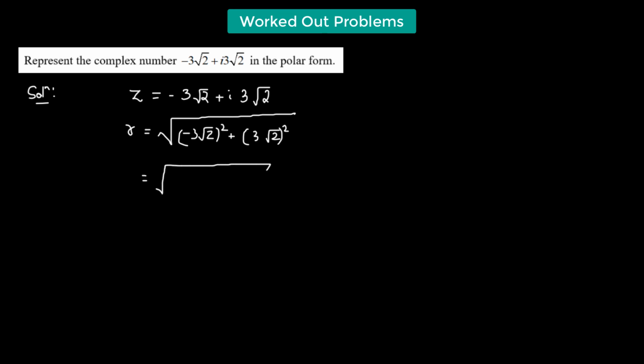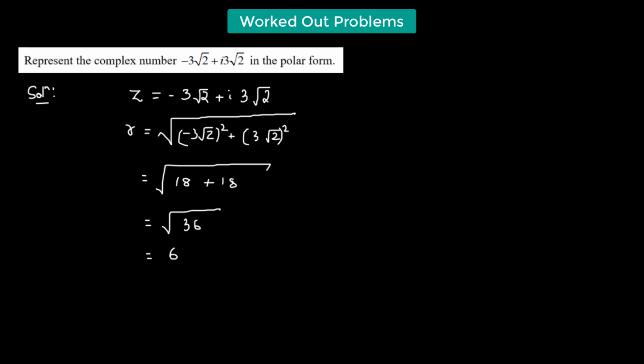Now we have negative 3 root 2 squared, so that will be negative 3 squared is 9, and root 2 squared will be 2. So 9 times 2 is 18. Similarly, for 3 root 2 squared, we will have 18. So this gives us 18 plus 18 is 36. So the square root of 36 is 6.